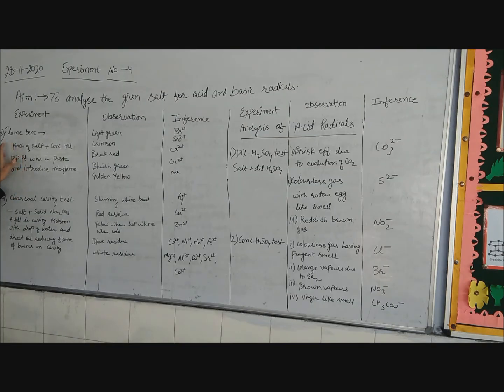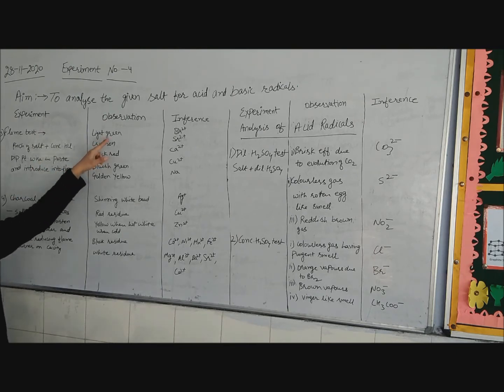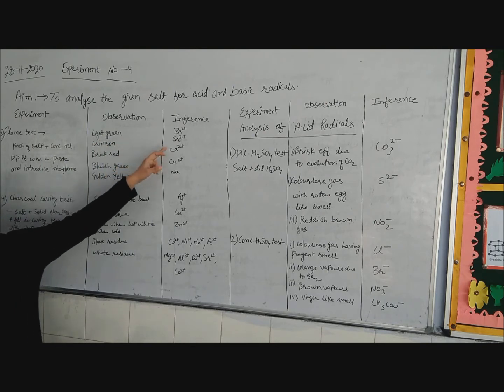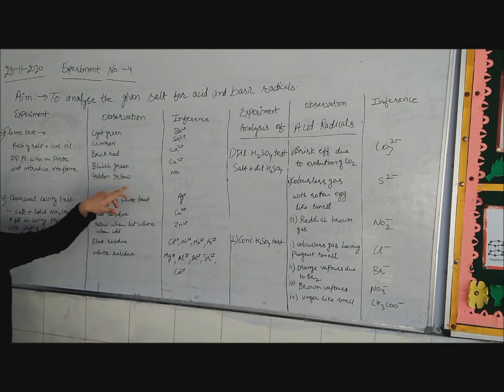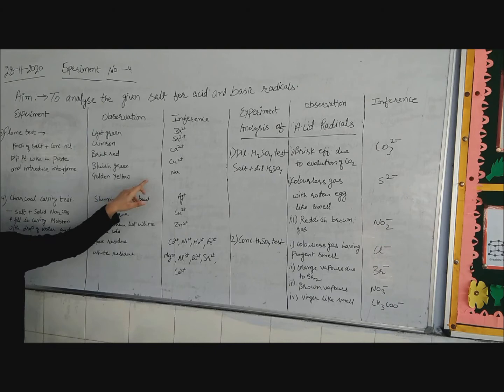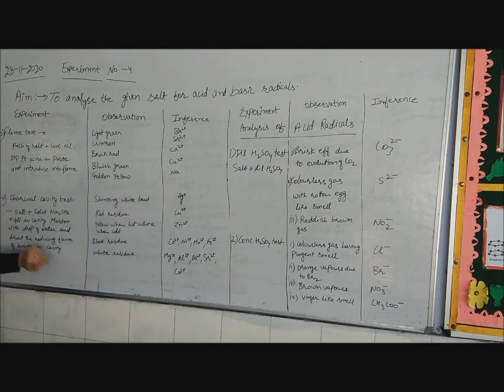The next test is the flame test, in which we take a pinch of salt and add a few drops of concentrated HCl. Then dip a platinum wire in this paste and introduce this platinum wire into the flame. If you observe a light green color, then barium may be present; crimson, strontium; brick red, calcium; bluish green, copper II positive; golden yellow flame is observed, then sodium may be present.